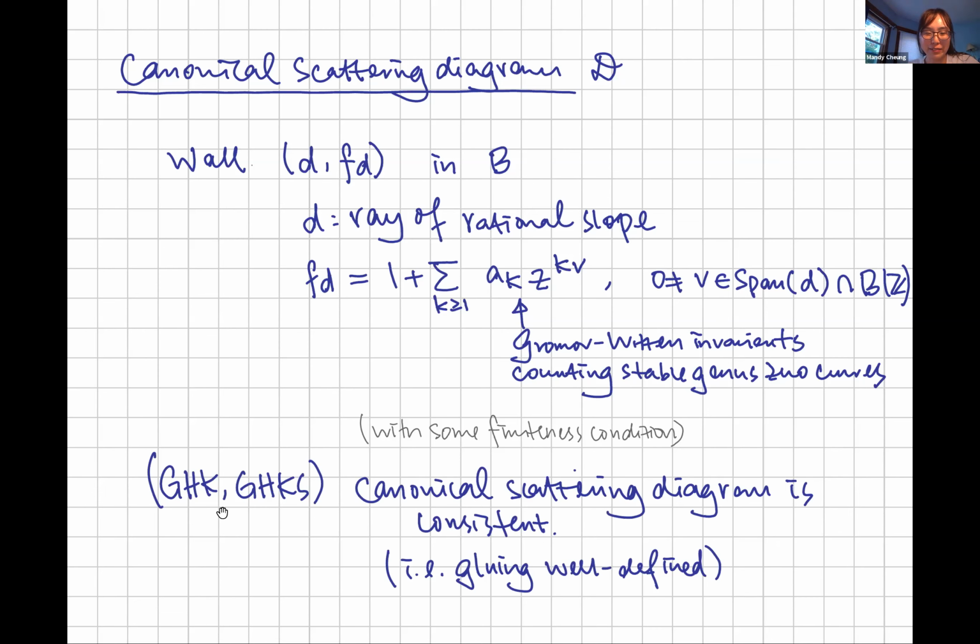And then Gross–Hacking–Keel–Siebert show that, or the upcoming Siebert paper will show that, the canonical scattering diagram is consistent. But here it's just dimension 2, so it is in the Gross–Hacking–Keel paper. There are many ways to describe consistent. Today we are just going to use the gluing of tori. So consistent to me is just simply saying the gluing of tori is well defined.